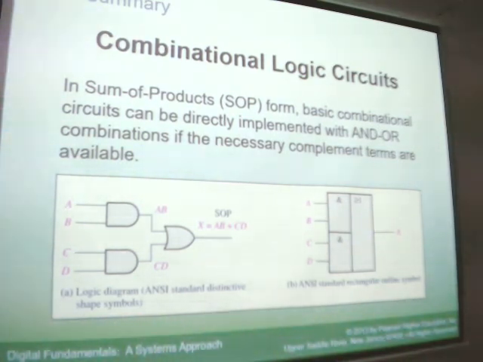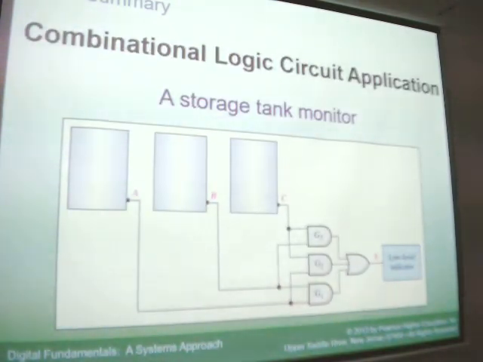In some of the products, basic combinational circuits can be directly implemented with AND-OR combinations if the necessary complementary terms are available. For the combinational logic circuit application, our storage tank monitor. We know that for this monitor, if any tank is empty, the output is low.